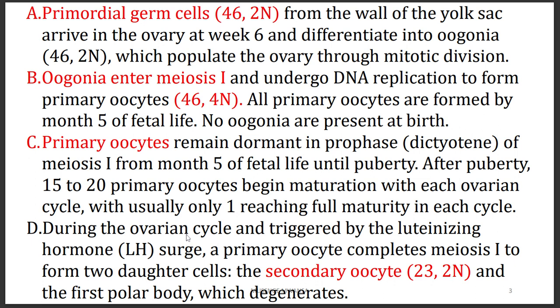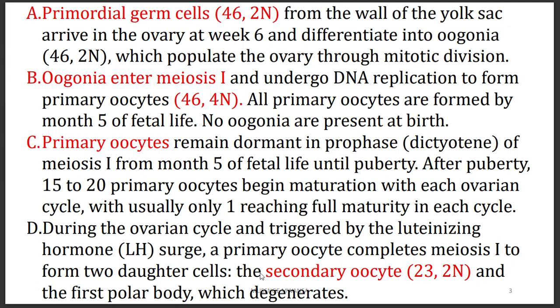During the ovarian cycle, of course, luteinizing hormone is the one which is going to be responsible for recruiting all these primary oocytes to complete meiosis 1. Remember, they were arrested by month 5. And up to puberty, this is when they've been released by luteinizing hormone to be able to complete meiosis 1 from the diplotene stage where they were arrested.